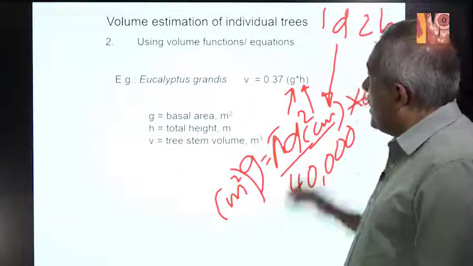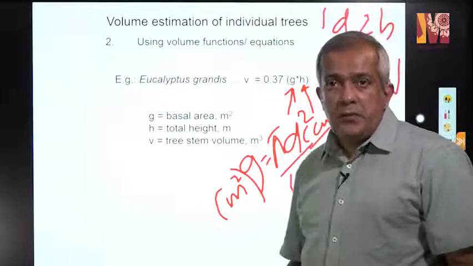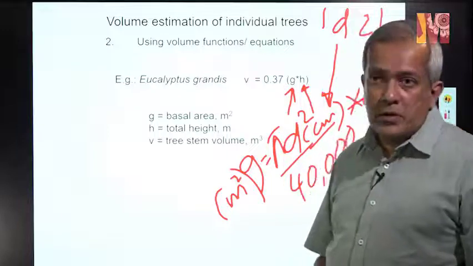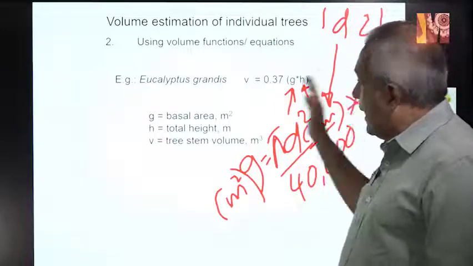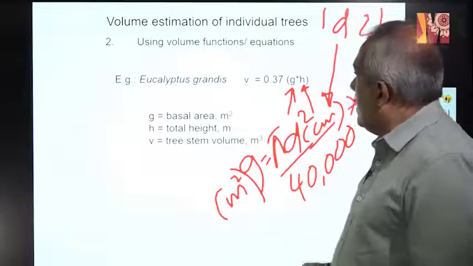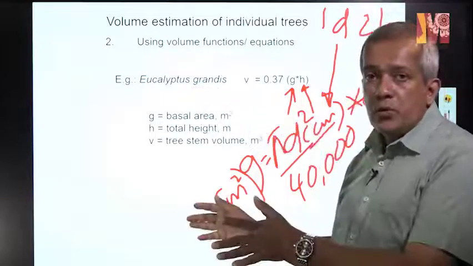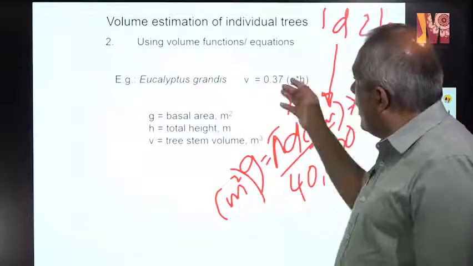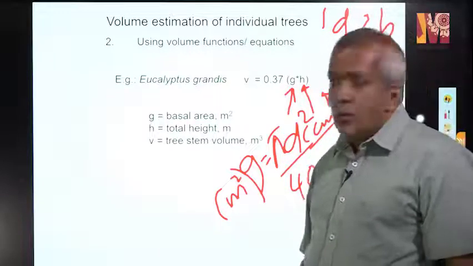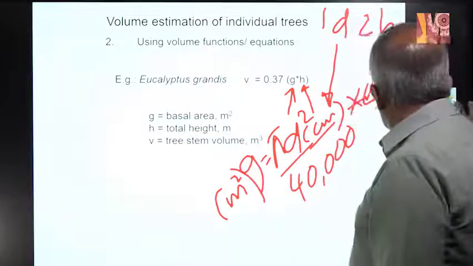Now, you need to remember all these volume functions are species specific. For teak, you cannot use this specific equation, you have to have another equation. For another species like mahogany, you may need another equation, and for the same species, sometimes for good sites or good lands, you need one equation which could be different from the equation developed for Eucalyptus grandis growing in poor quality lands.